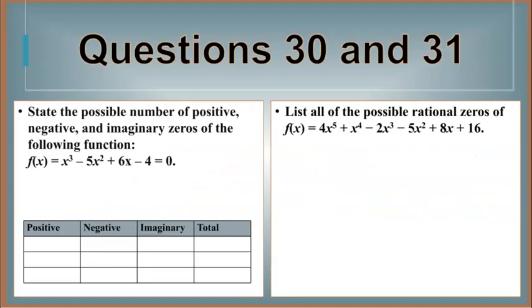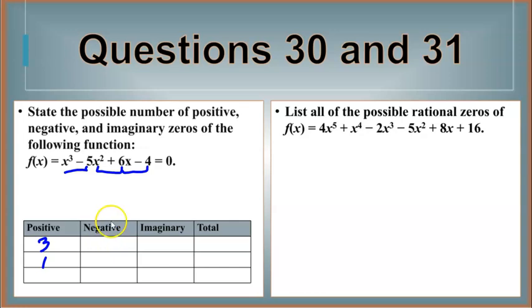Question 30, state the possible number of positive, negative, and imaginary zeros of the following function. Now, to find the positive, I want to find out how many sign changes there are. So this is Descartes' rule. So I would have one sign change here, one sign change here, and one sign change here. So that's 3. And I can go down by 2 because they have to work in partners. So if I go down by 2, I can have 1, and I can't go any further than that.